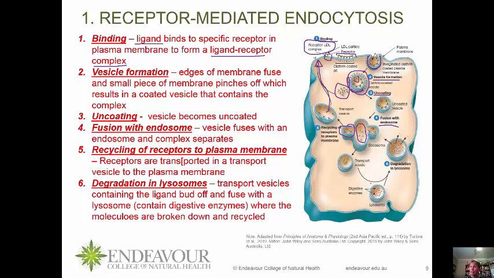Okay, and that transport vesicle goes to a lysosome. So the vesicle that contains the ligand buds off and fuses with a lysosome. Now, if you remember, lysosome was one of the structures that we learnt about in the cell, and what does it do? If you remember its function, it digests things. So it gets rid of unwanted products in the cell. What it contains is digestive enzymes, and it breaks down the molecules. They're broken down and then they're recycled. Okay? So that's receptor-mediated endocytosis.